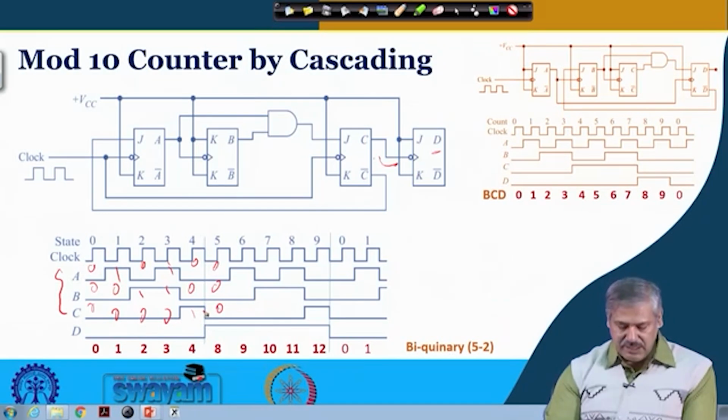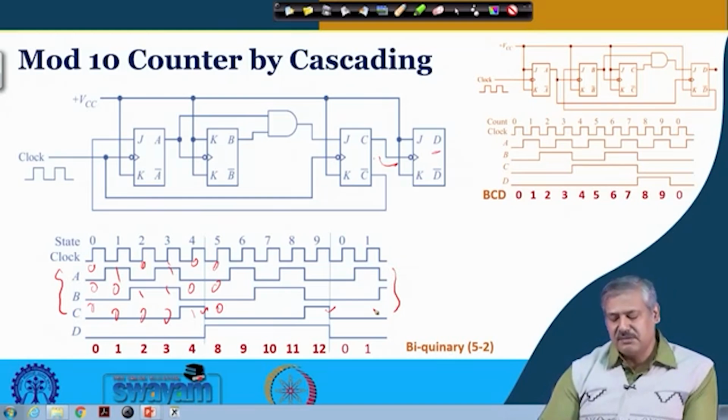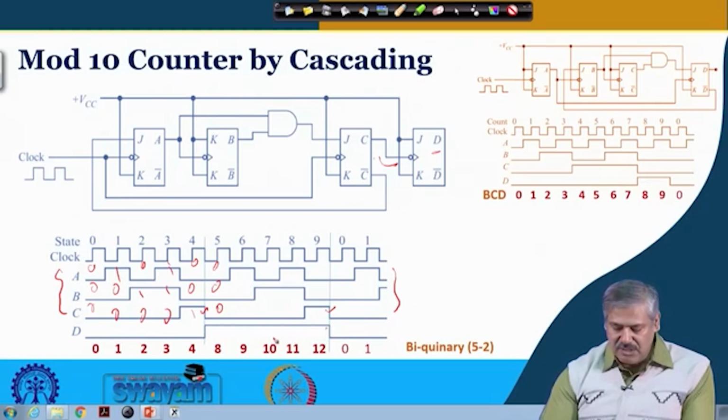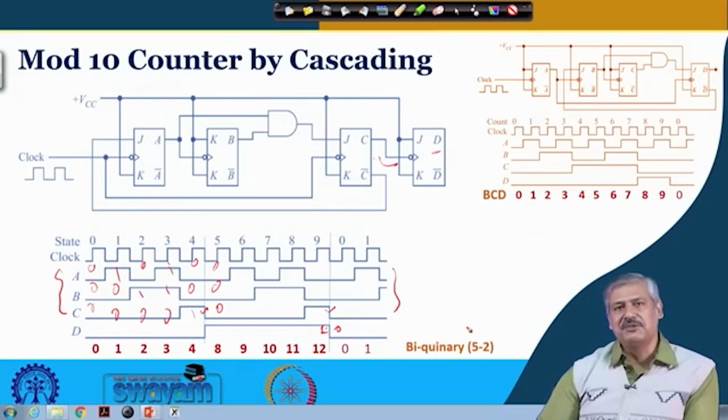You can see that D has changed value. So this is the negative edge of C. From 0, it was initialized with 0, it has become 1. Again the negative edge of C will come after the ABC mod 5 counter has gone through 5 clock cycles, 5 clock edges. So again at that time it is going from 1 to 0, and this is the way it continues.